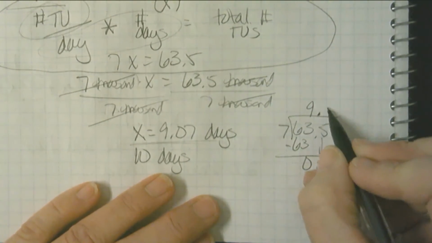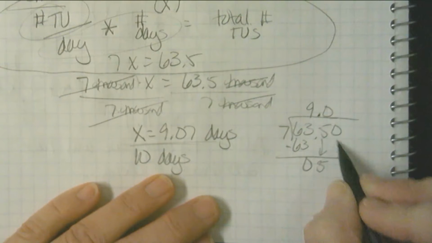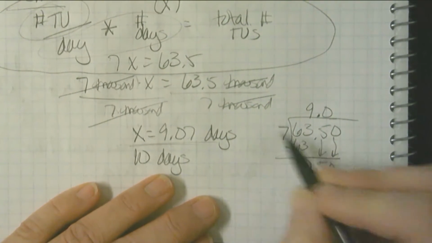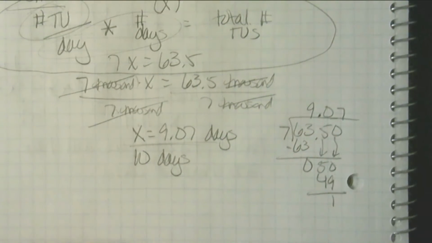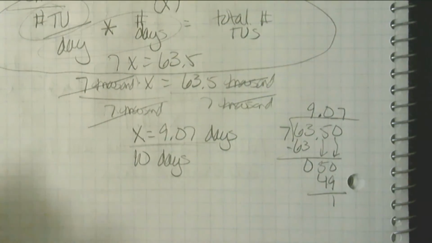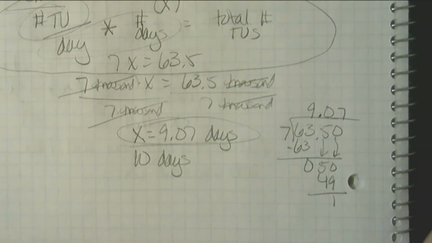7 divides into 5 0 times. So I'm going to bring that 0 down. 7 divides into 50 7 times. I get a 1. I could keep going, but I'm talking about number of days, so I really don't need to go any further down. I end up with 9.07 days, which is approximately 10 days. You do need to remember how to do long division, which is why you guys are going to have IXL homework on it. All right, put this away, get your notes out.